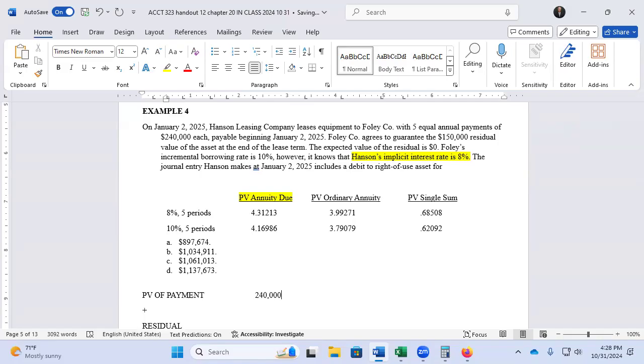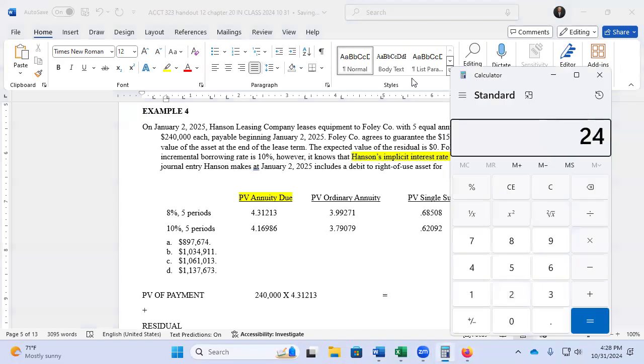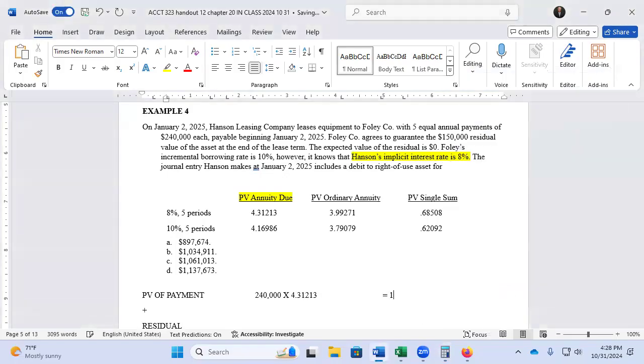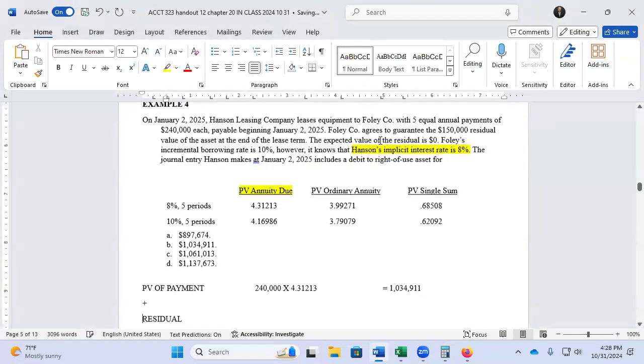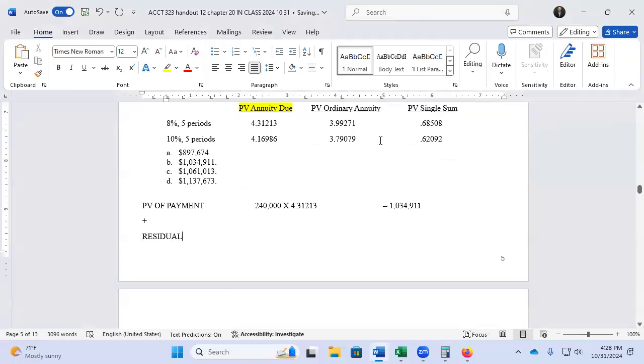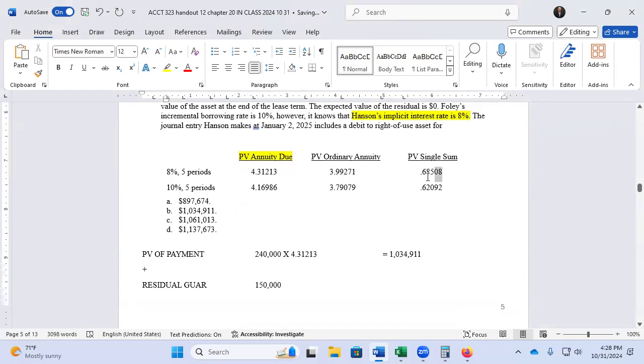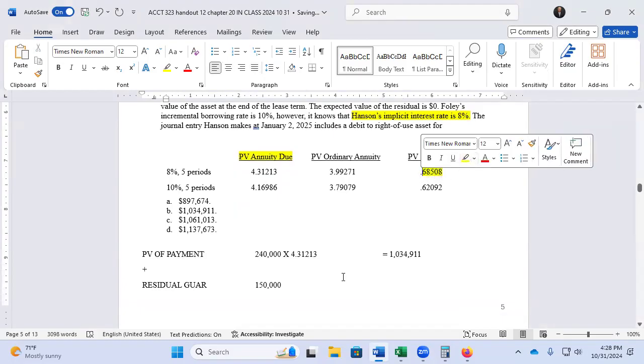And so we have 240,000 times 4.31213. And that's 1,034,911. And then we have to calculate the residual value because it's guaranteed. And so that's 150,000. And that's the present value of a single sum. So we're going to use the 0.68508.